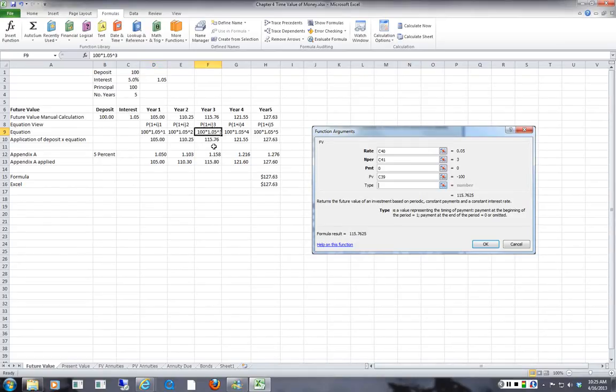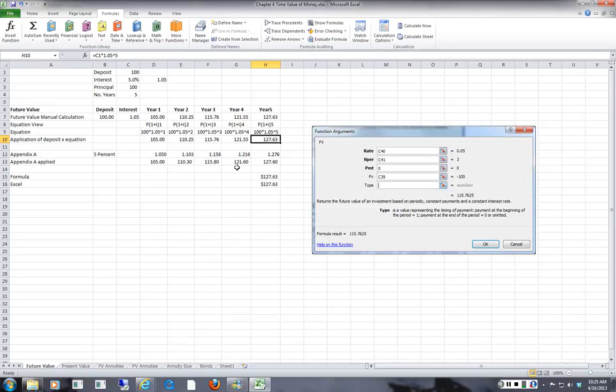So you can see at the end of the third year, for example, it's 100 times 1.05 to the third power. At the end of 5 years, it's 100 times 1.05 to the fifth power. And so then I multiply that out. You can see that application of that deposit times the equation comes up with $105 at the end of the first year, $110.25 at the second year, and the third year is $115.76. Year 5 is $127.63. You can all see that.